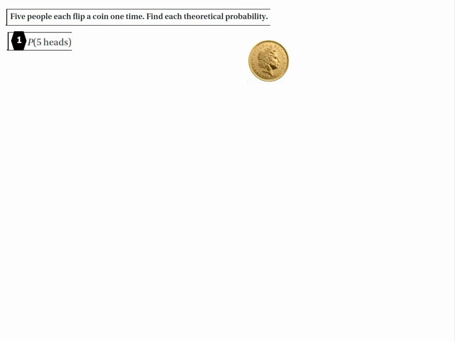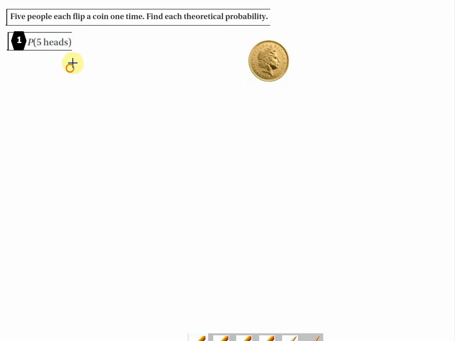Example 1. 5 people each flip a coin one time. Find each theoretical probability. Probability of 5 heads. To solve this, first of all, we ask ourselves a question. What about the sample space? How many terms are there in our sample space?